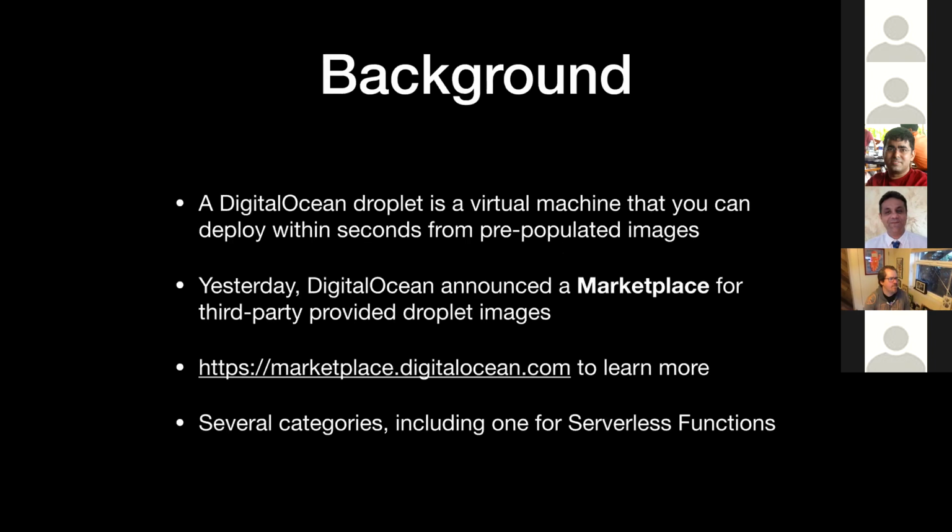If you're not familiar with DigitalOcean, they have a really nice, slick experience where you can deploy what they call droplets. It's really a virtual machine. It comes up within seconds. They have pre-populated images and allow you to just deploy VMs. They've recently added things like database as a service and Kubernetes as a service. And yesterday they announced their marketplace, which was a way for third parties to provide droplet images.